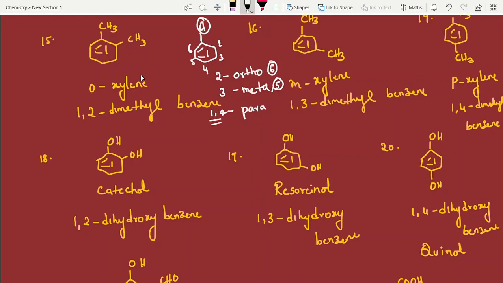Orthoxylene, 1,2 dimethyl benzene, we call it orthoxylene. If you look into this one, this is also two methyl groups, xylene family only. Metaxylene, third position means metaxylene, 1,3 dimethyl benzene. This is paraxylene, 1,4.